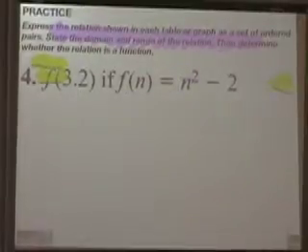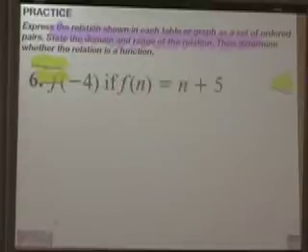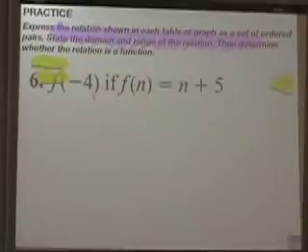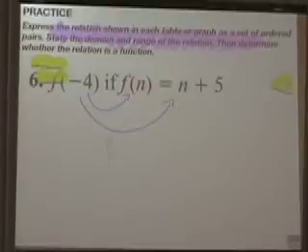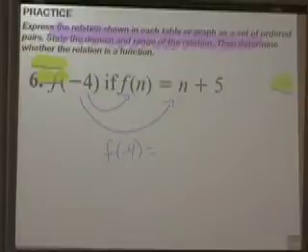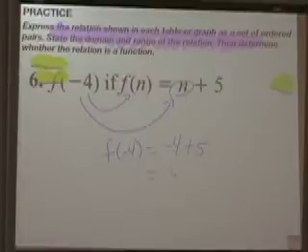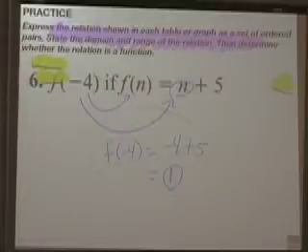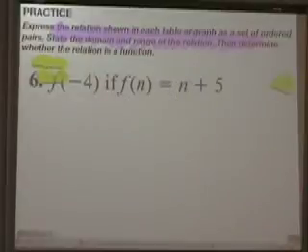Okay, so let's look at another one. On this one, we've got to substitute -4 for every place that there's an n. So I've got f of -4 equals, now instead of n, what do I write? -4 plus 5. So now -4 plus 5 is? 1. And that's your answer, 1. But now you've got to write all this just like I did. If you just write 1, it's not right. Okay?